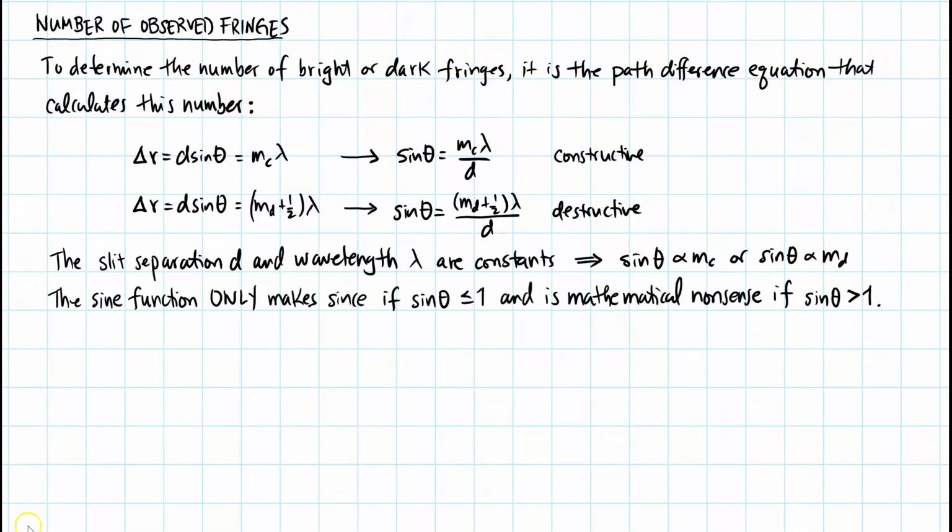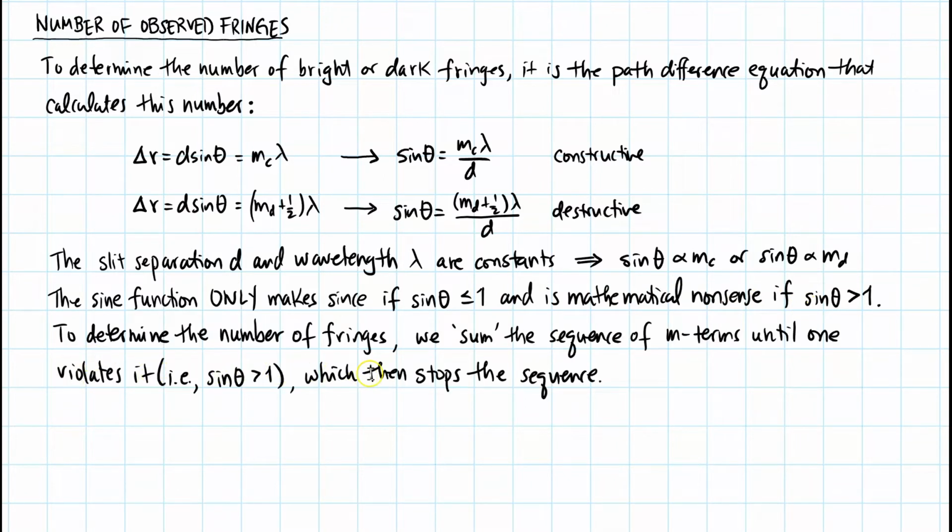The way we use this is that the sine function only makes sense if sine of theta is less than or equal to 1. And it's mathematical nonsense if it's greater than 1. To determine the number of fringes, we sum the sequence of m terms until one violates it. That is, we take this equation and we start setting m_c equal to 0, 1, 2, 3, and we go until the sine of theta is greater than 1, which then stops the sequence. But then that gives us our m value.